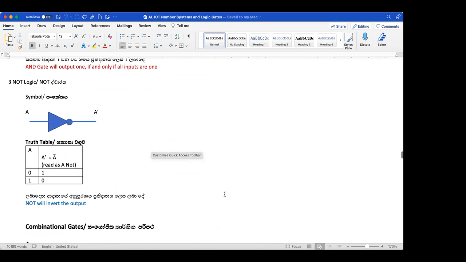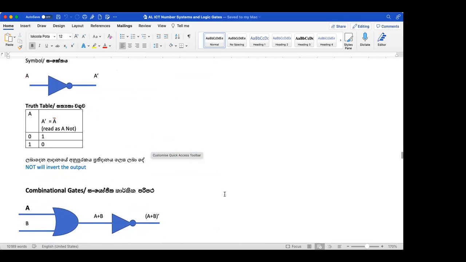Third, we learned about inversion. That is the NOT gate. There are 2 ways of representing it: either the complement or the bar sign can be used to represent the complement. So that is the NOT gate.